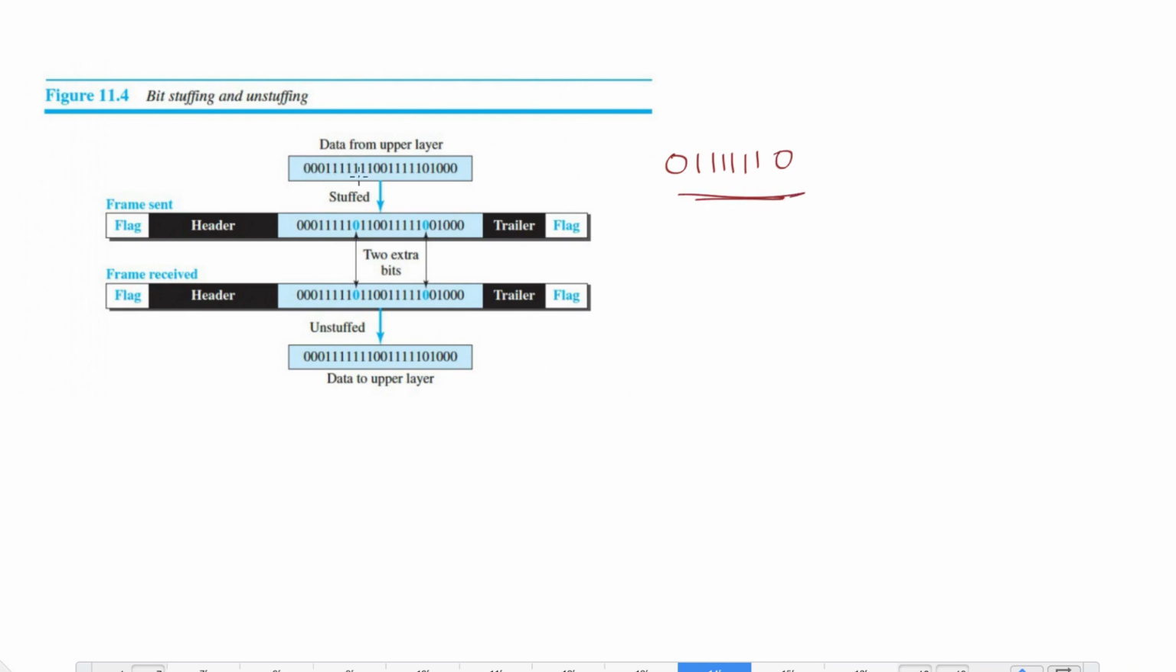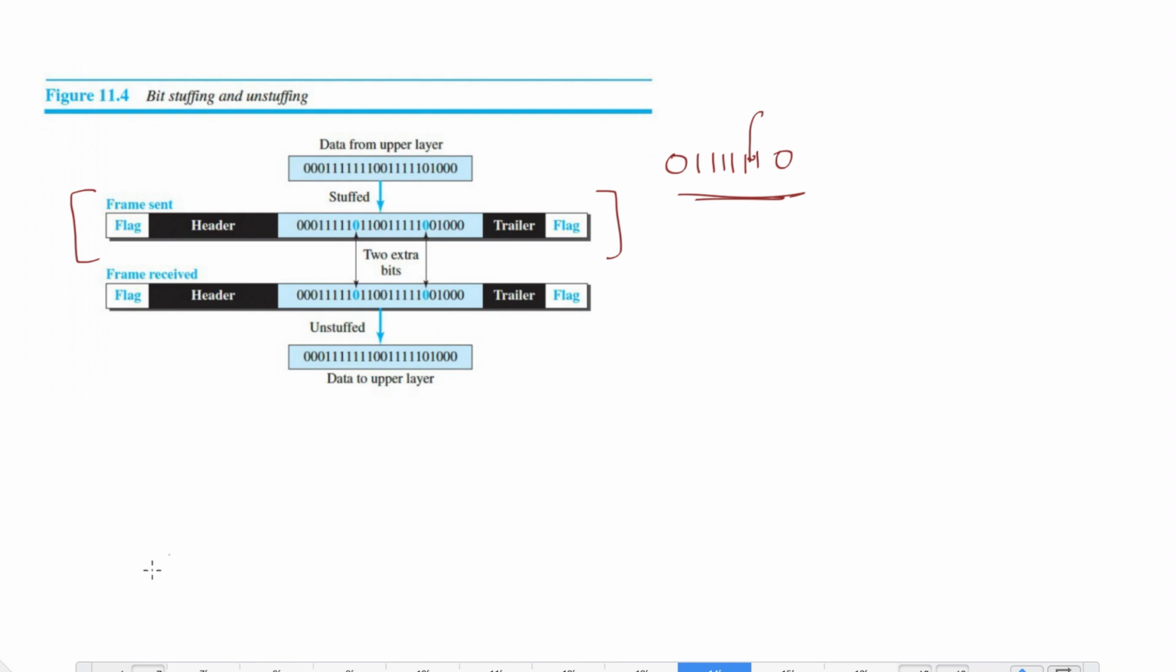We do not have this pattern. If you count the number of ones, I think these are 7 ones. So we do not have it, but it does not matter. After 5 ones, anyway we are going to append 0. See here, after 5 ones, 0 0 followed by 5 ones, we are anyway going to append 0. And this is the frame that we are sending, and this frame will get received by the receiver, and then the receiver will unstuff it, which means it will remove the 0 after 0 followed by 5 ones.